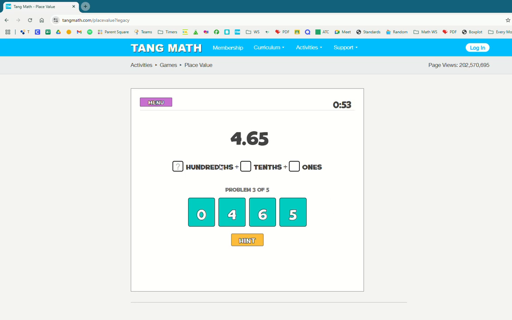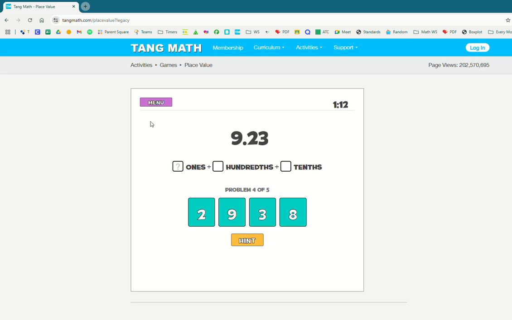And we'll do one last example. What should I click first here? It's asking me for hundredths. Not the 4, because those are 4 ones. Not the 6, that's 6 tenths. We're going to go with the 5 in the hundredths place. Then the tenths place, this time they want 6 tenths. Finally, they're asking me about the ones place, and of course that would be 4.